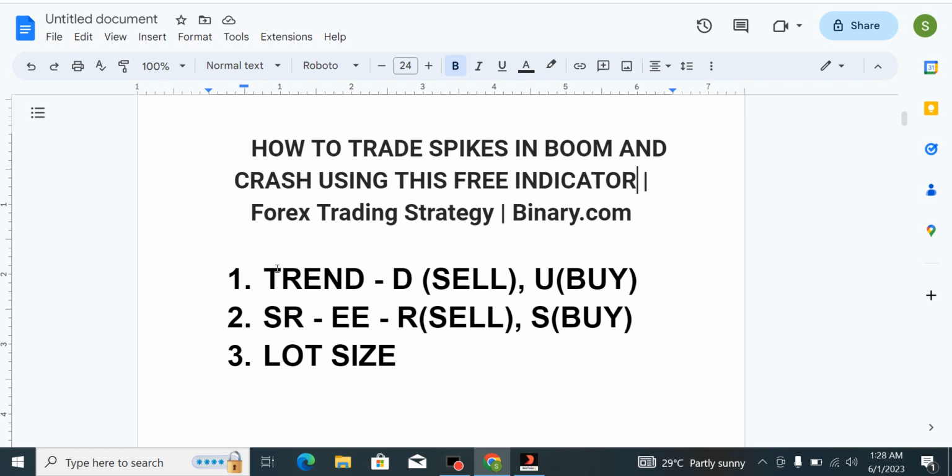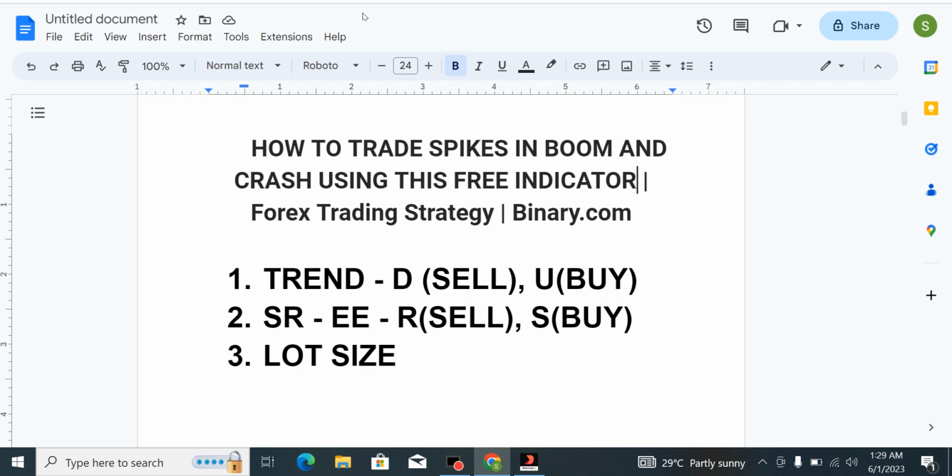Of course your support and resistance zone is also very important to help you know your entry point and your exit point. For instance, if we are trading spikes in boom, despite the fact that the market must be on an uptrend, it is better for it to come from the support region. When you are around the support region, it gives you more advantage than when you are around the resistance region and you want to trade spikes in boom. The same thing is applicable to crash. If you are trading spikes in crash, then it must be from the resistance region. So this is very important.